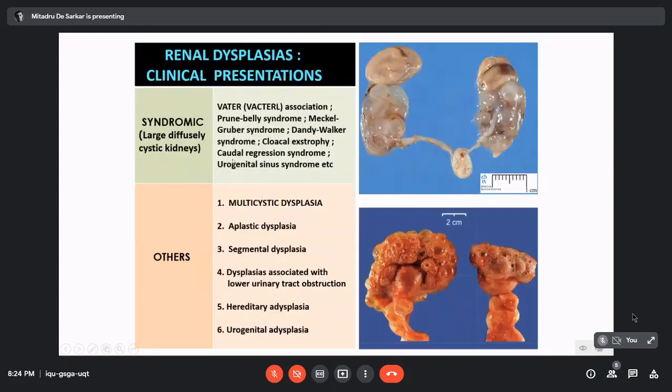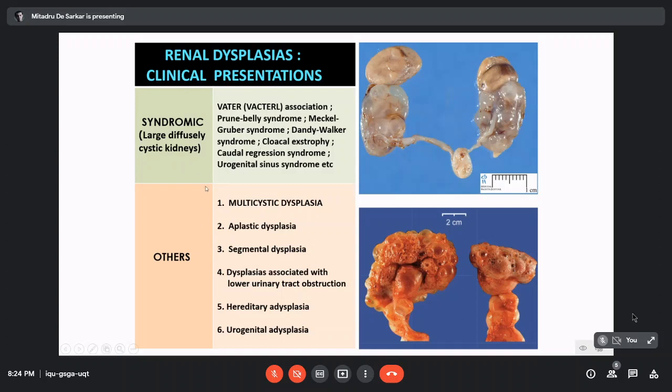So what are the various clinical presentations? You have the syndromic forms of dysplasia, which will present with large, diffusely cystic kidneys. I will not go into the detail of all these syndromes because that will take us away from the main discussion, but you have the VACTERL association, Prune-Belly syndrome, Meckel-Gruber syndrome, which we have already seen in the context of nephronophthisis, Dandy-Walker syndrome, etc.